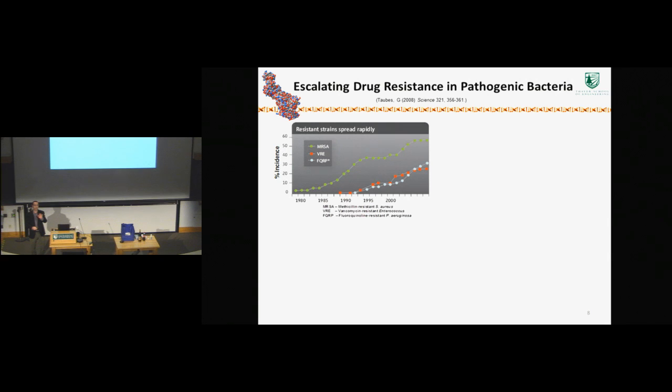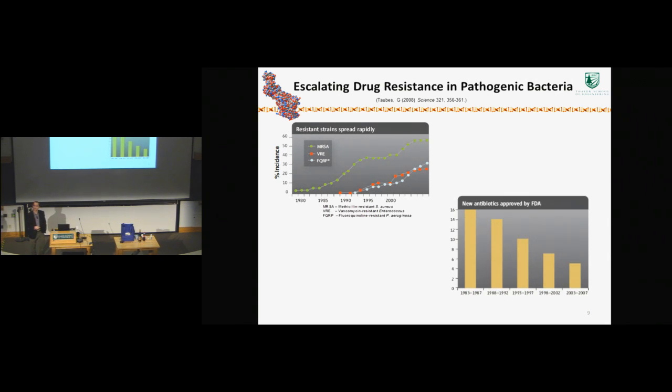Now, at the same time, there's a frightening counter trend in the number of new antibiotics that are approved by the FDA. So we're looking at new antibiotics approved during 4-year time periods on the x-axis, and we're looking at from the early 1980s again to the mid-2000s, so the same time frame here. And you can see this steady decline in the number of new antibiotics that are being approved.